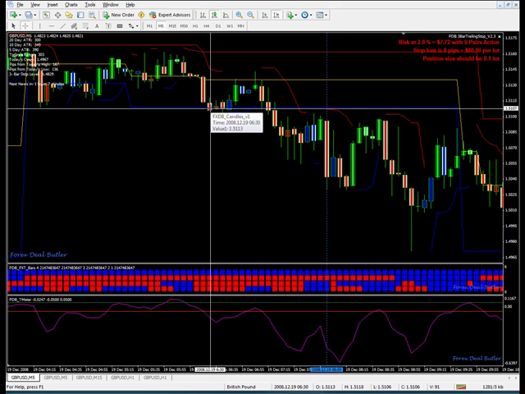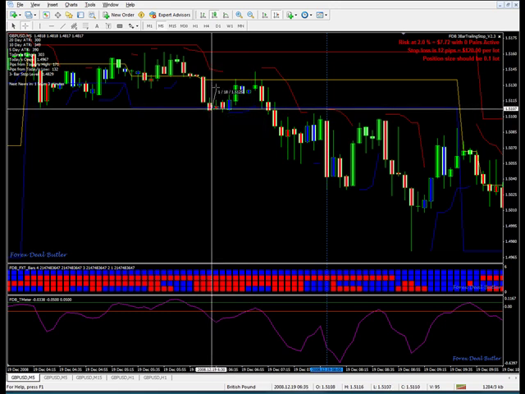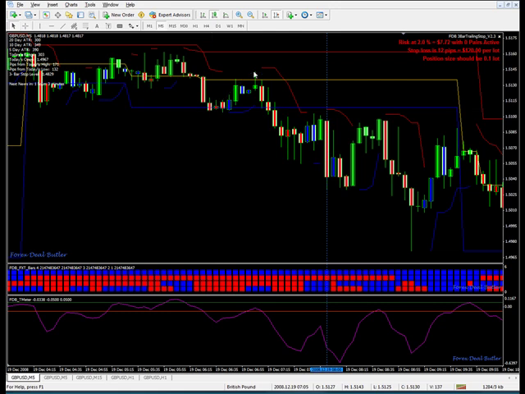From there, we'd have got in right here. Our risk at this point would have been 38 pips. Now it looks like we could have got stopped out right there. Depending on your broker, you probably could have, maybe not. Even if you did get stopped out, look at this.